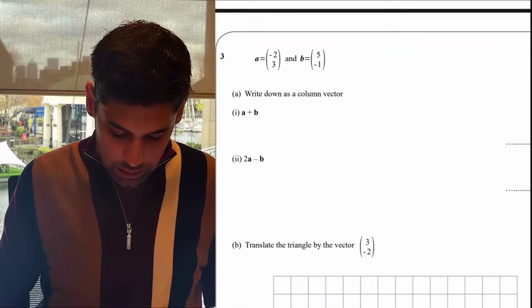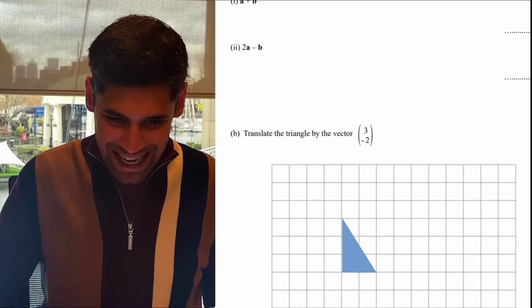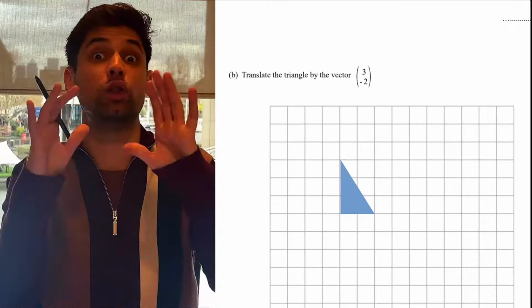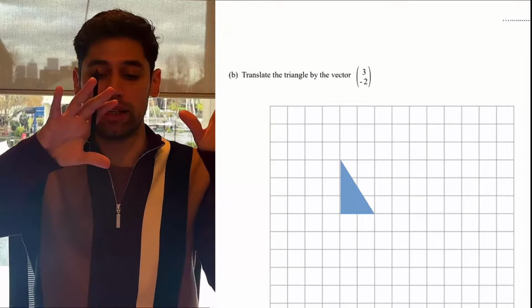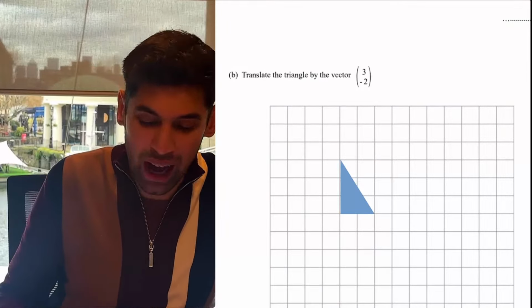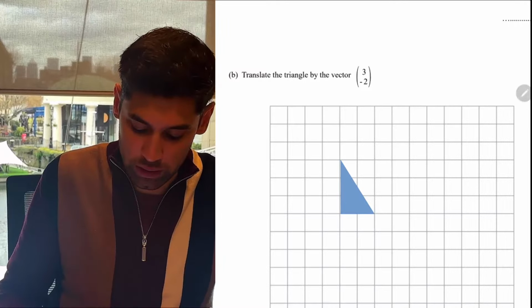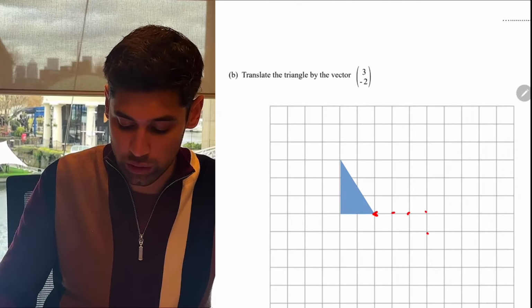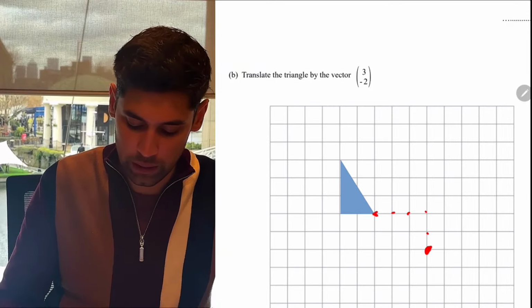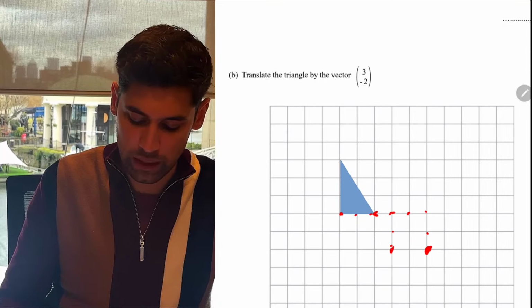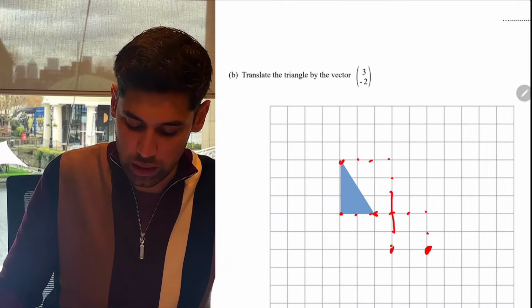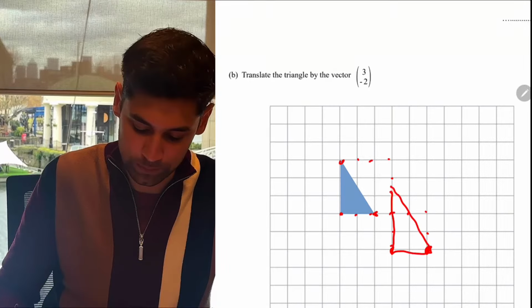We don't need to do this, but then part B, translate the triangle by the vector. When we are translating the triangle by this vector, that means we're just moving the entire thing. So I would just go step by step with each corner. This corner here is going 3 to the right, 2 down. So 1, 2, 3, 1, 2. That corner is going to go there. This corner here is going to go 1, 2, 3, 1, 2, there. And this corner here is going to go 1, 2, 3, 1, 2. So the triangle is going to end up like that.